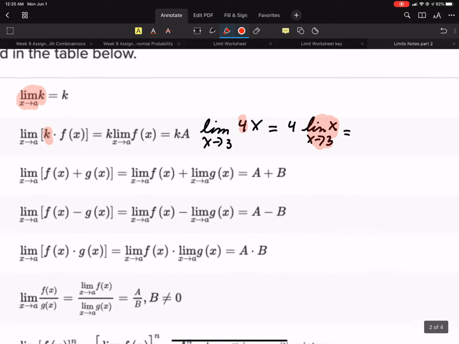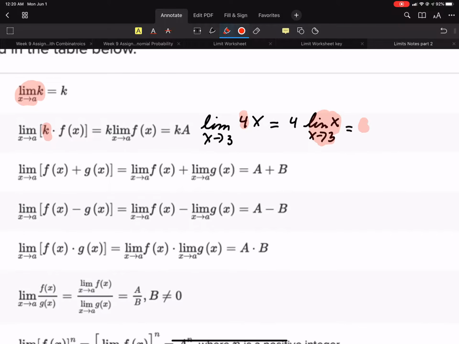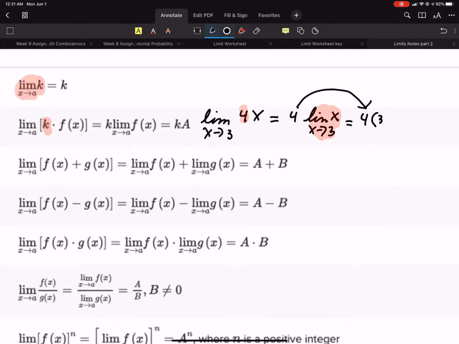So looking at this, we have the 4 that we just copy, and the limit as x approaches 3 of x is just going to be 3, so we're going to get 12. That's what's going on there.